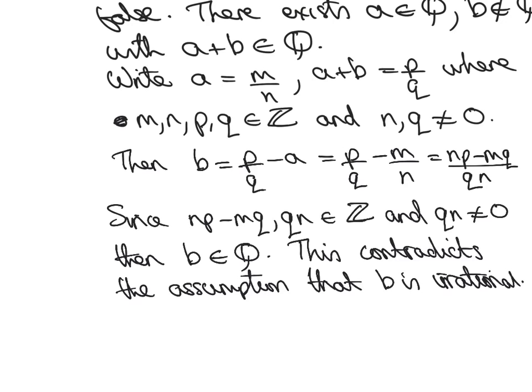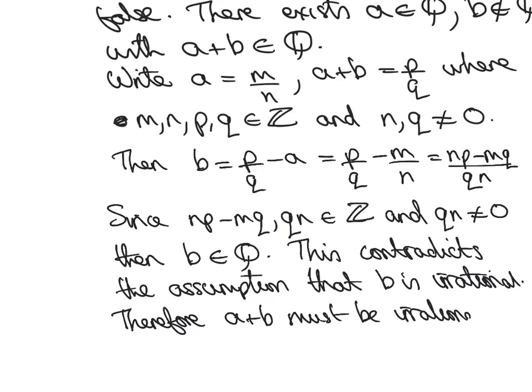And therefore, with this contradiction, we've proved that A plus B must be irrational for all A in Q and B not in Q.